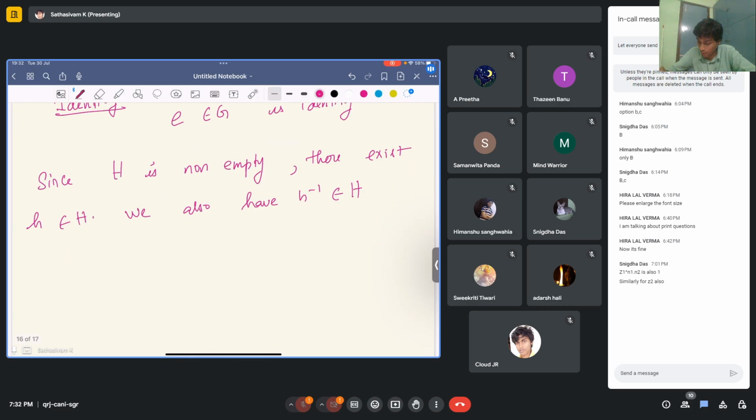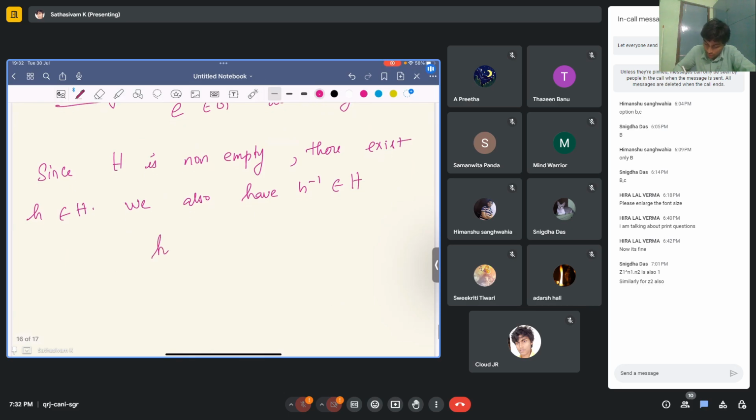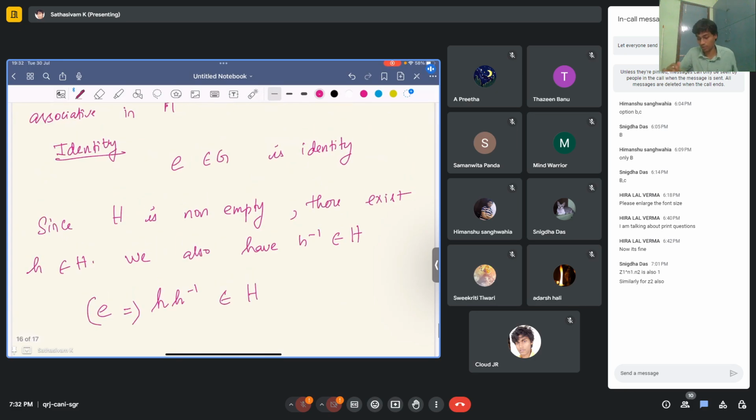And also it is closed under binary operation. Thus H inverse also belongs to H. Okay. What is H inverse? H inverse is basically just nothing but E. So thus identity also belongs to H.